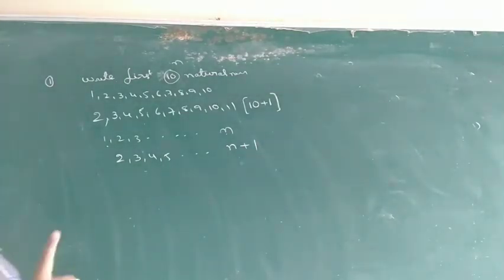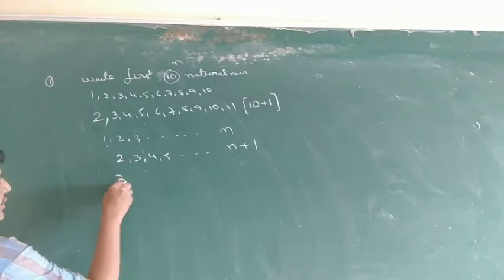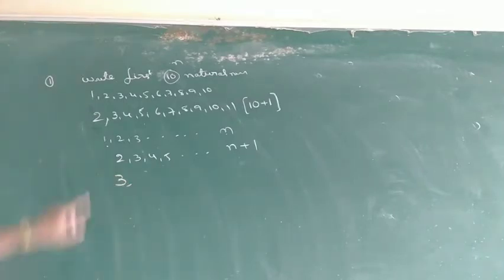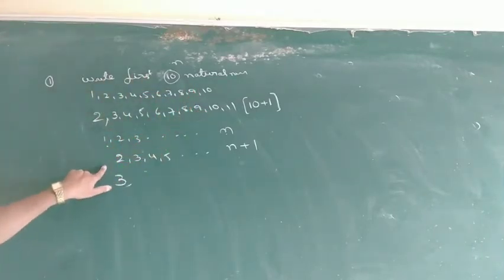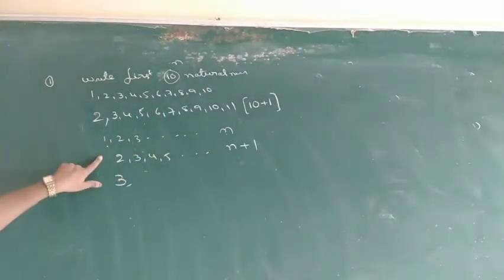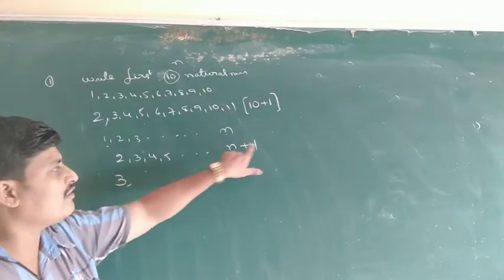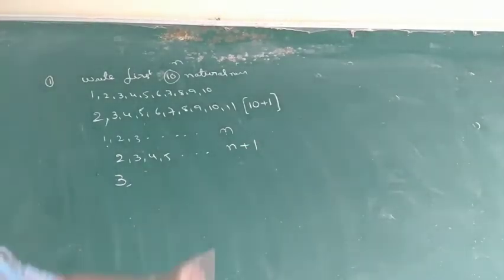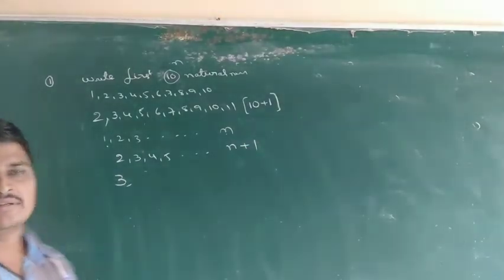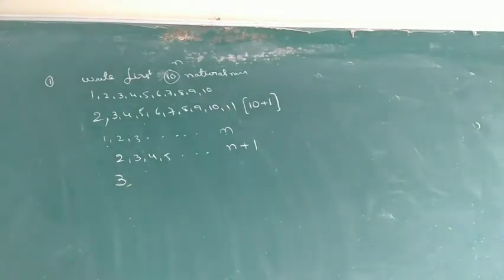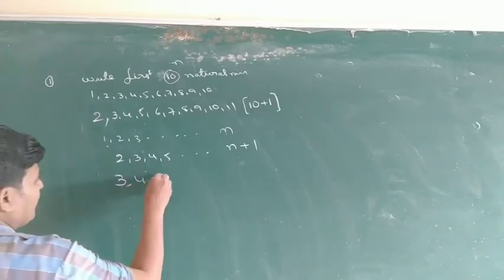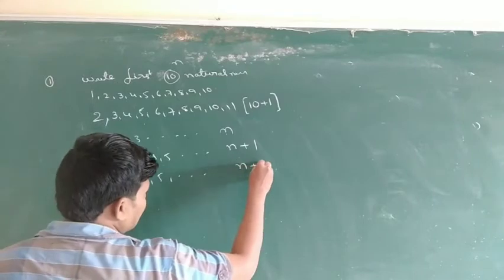Write n numbers, starting number is 3. 1 to n becomes 2 to n plus 1 because a single number is missing, so it is covered by plus 1. We have to write one extra number at the end, so n plus 1. Write n numbers, the starting number is 3. The starting number is 3 means how many numbers are missing? 1 to 2, so 2 numbers are missing, covered with n plus 2.